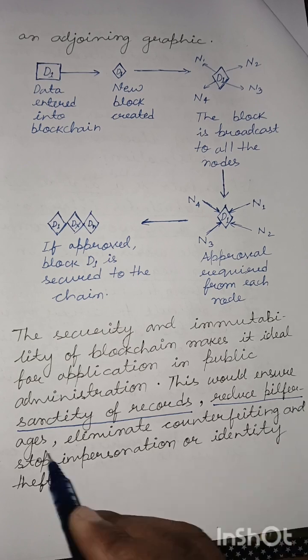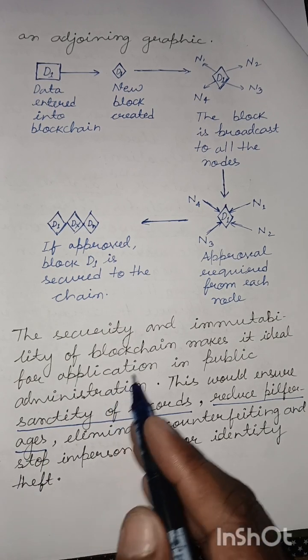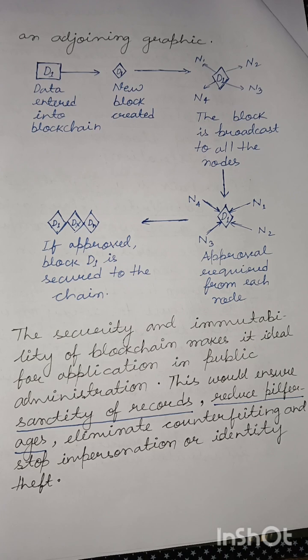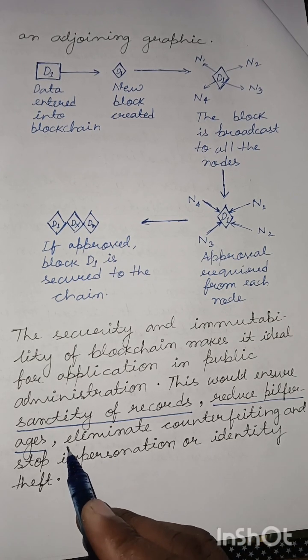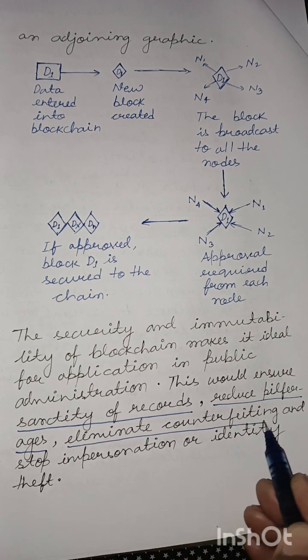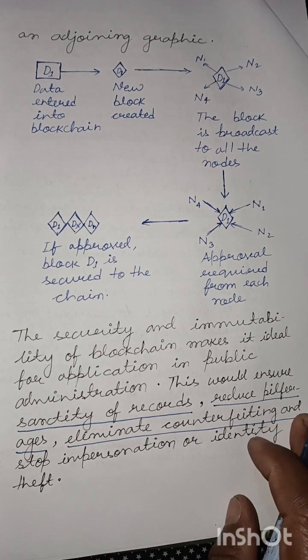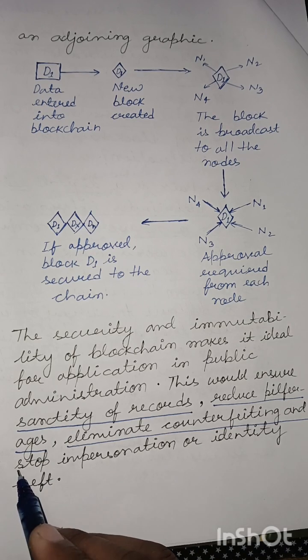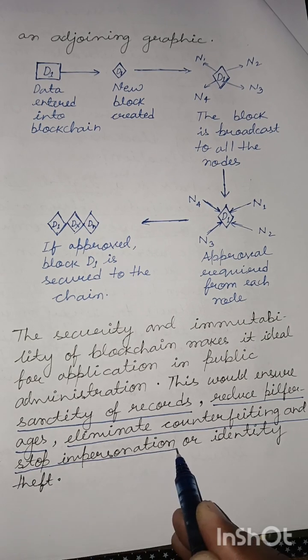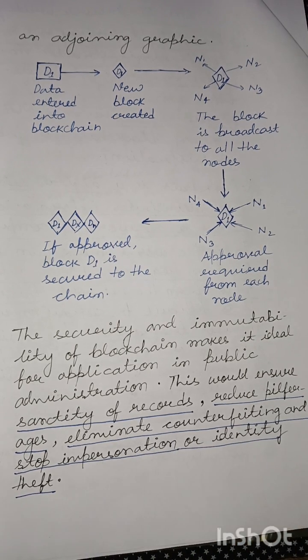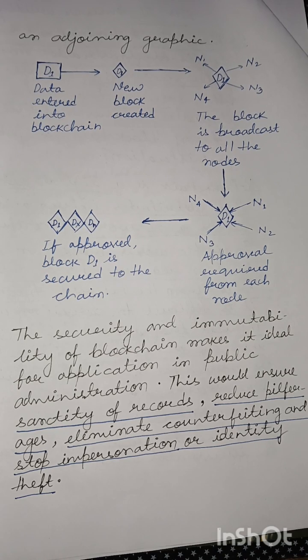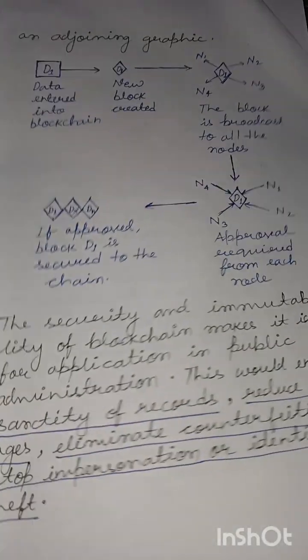It would reduce pilferage, because we can actually track whether, for example, a particular program, or for that matter, a particular benefit intended for the citizens is reaching them or not. It would eliminate counterfeiting, because we can actually track each and every part of the supply chain. It would stop impersonation, or identity theft. That is, someone cannot impersonate another person and take away the benefits intended for that particular person whom he is impersonating.